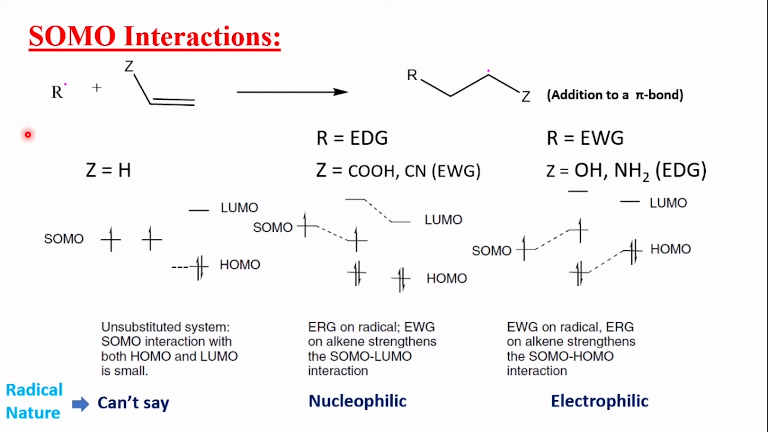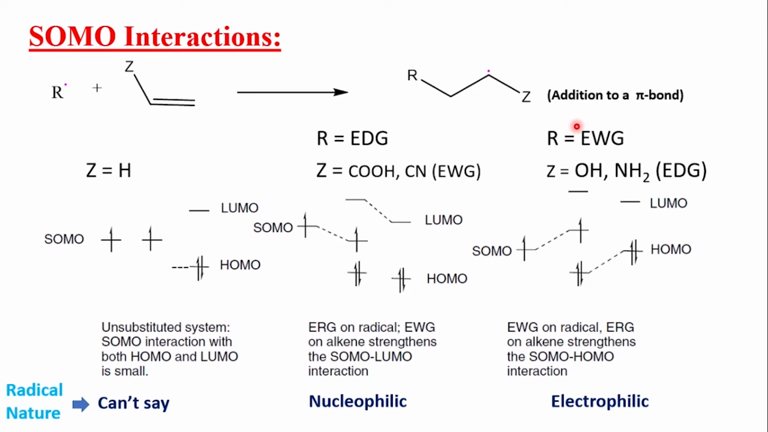While when Z is electron withdrawing, Z electron withdrawing makes this alkene unstable. So HOMO and LUMO will shift to a higher energy level. HOMO shifts to a higher energy, and similarly LUMO shifts to a higher energy. While R radical as electron donating makes this radical stable. So SOMO will be stabilized by lowering the energy. The interaction of this SOMO electron with LUMO makes this R radical nucleophilic.